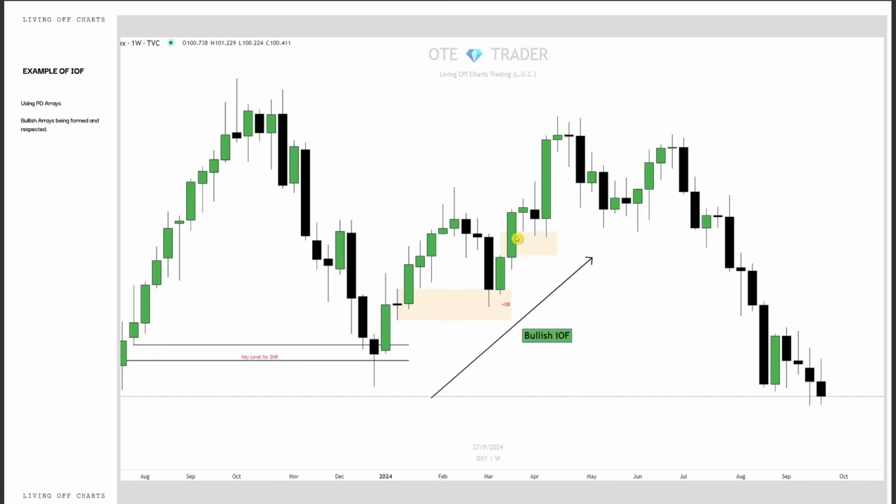Ideally, you also form fair value gaps, right? That's the sponsorship out of that level, which should stay respected, which is the bullish order block. Then again, price trades back into it. This is all signs of bullish order flow.